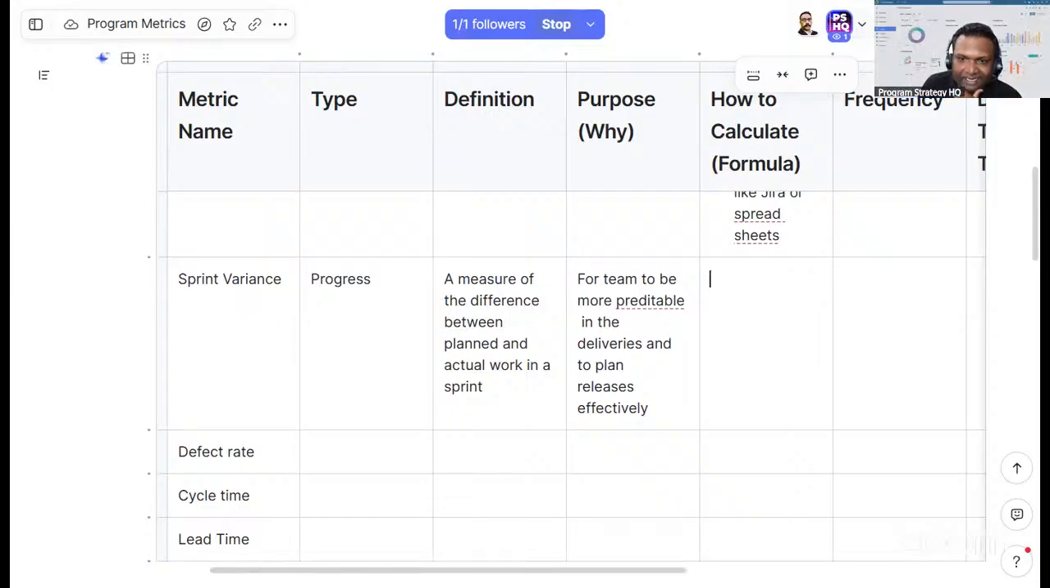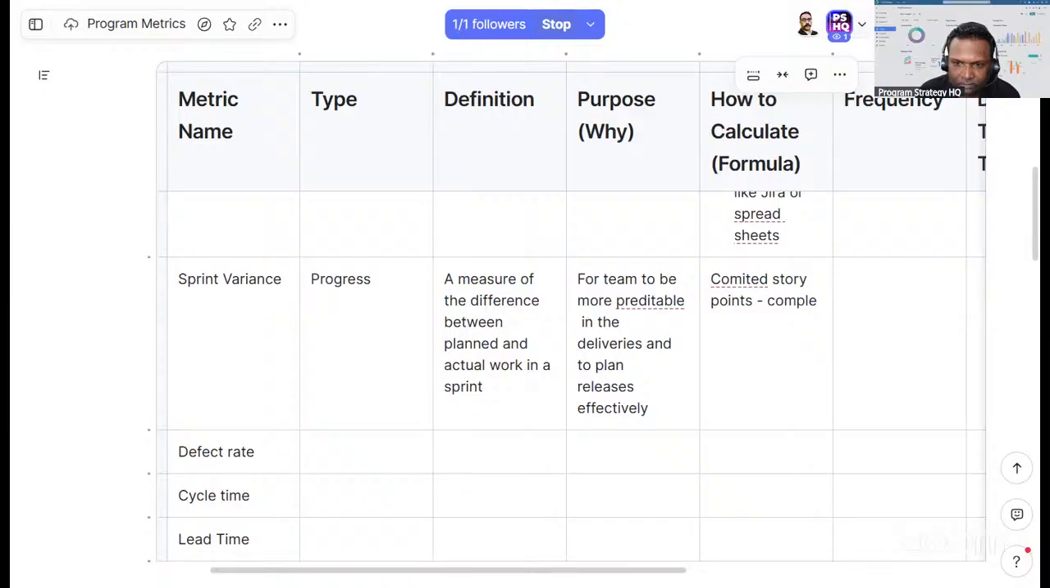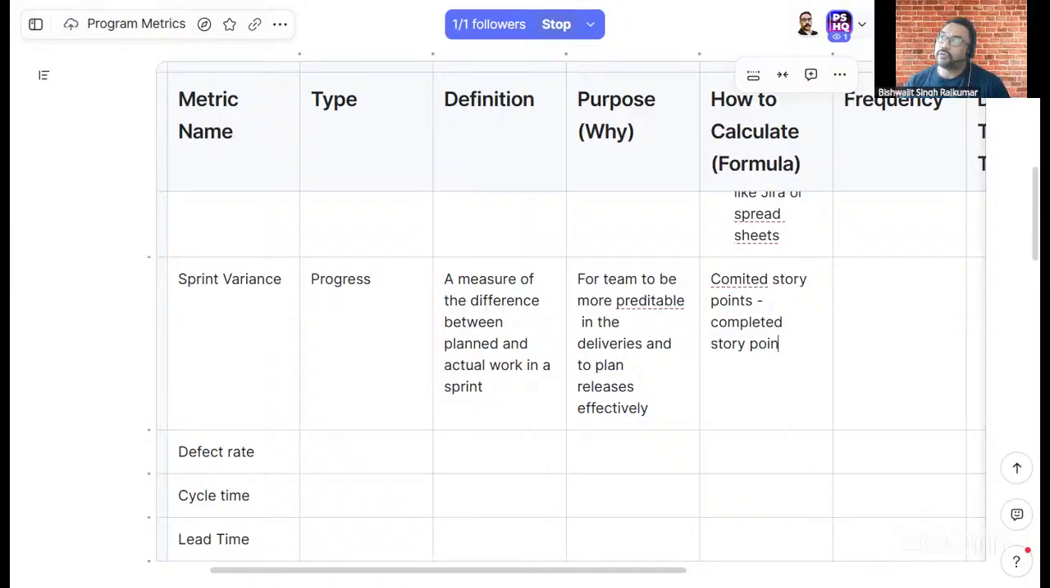Okay, and how do we calculate it? Basically, this is the committed story points minus completed. The planned minus this one. What is the difference? Or is it in percentage? It's in a percentage. That is like completed divided by committed. That will give you the percentage, directly, right? Yes.